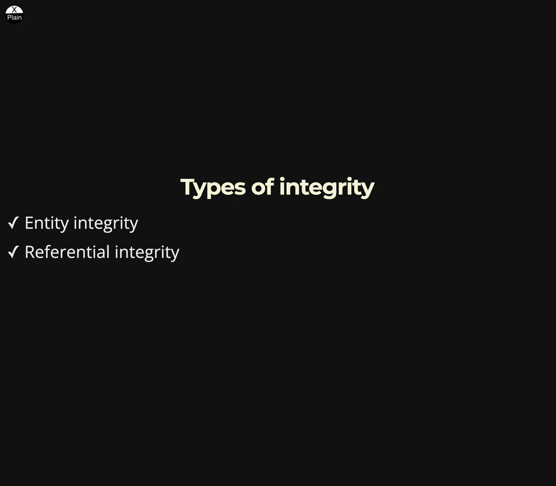Referential integrity refers to the relationship between data in different tables in a database. This can be enforced using foreign keys, which are used to link rows in different tables and ensure that the relationship between the data is maintained.